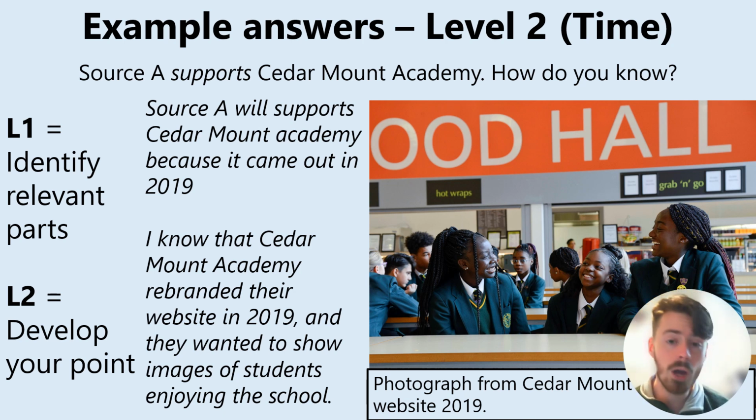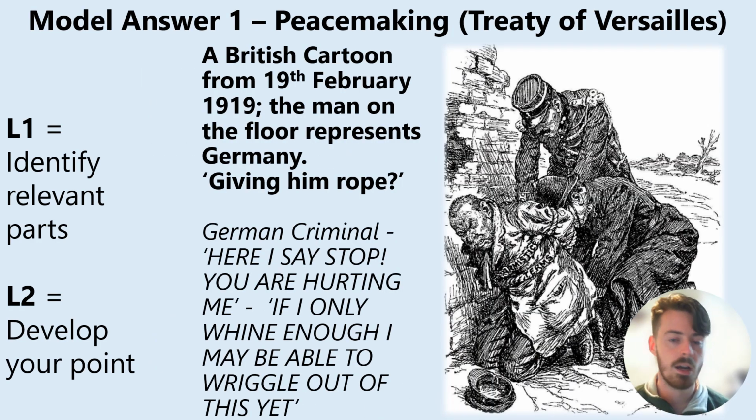Now, we're going to move on to some model answers now. So this is the examples. Let's see if you can do it on your own. This is model example number 1. It is about a peacemaking source. The question is not on the board, but I will tell you the question. The question for this would be, this source A supports the Treaty of Versailles. It supports the treaty. And I'm going to ask you to pause now.